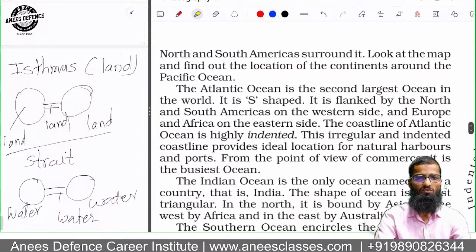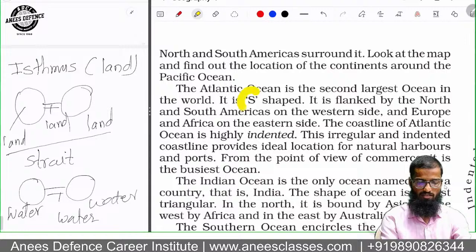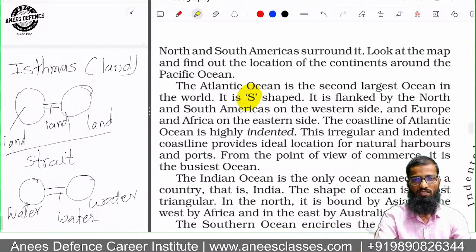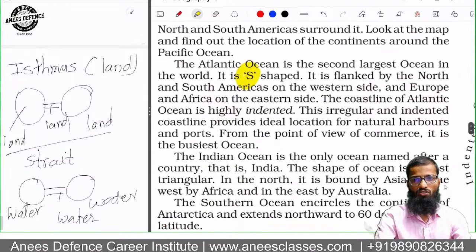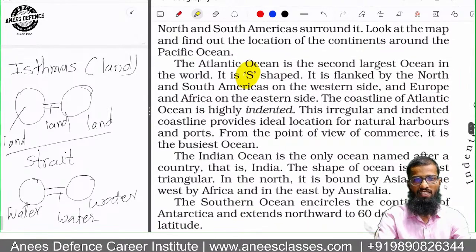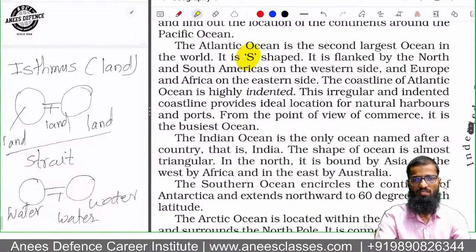ओशन एस शेप का है, एस शेप टाइप में अटलांटिक ओशन आपको दिखेगा, फ्लैंक्ड बाय द नॉर्थ एंड साउथ अमेरिका on the western side and Europe and Africa on the eastern side. The coastline of the Atlantic Ocean is highly indented. This irregular and indented coastline provides ideal location for natural harbors. यहाँ पर shipping industry ports अच्छे से बनते हैं.